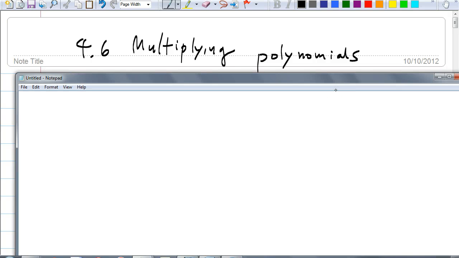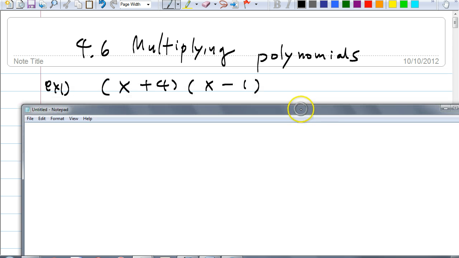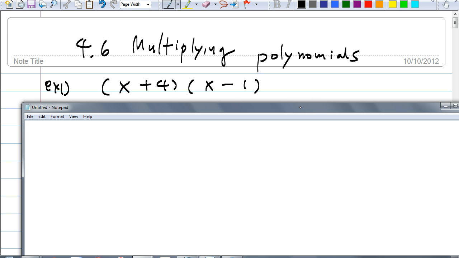Here we go. Today we're going to talk about multiplying polynomials together. This is a bit different than last time, because last time we multiplied a monomial times a polynomial, right? Now, instead of a monomial, guess what we're going to have? Polynomial times polynomial. Exactly right. For example, here I have a binomial times a binomial: x plus 4 times x minus 1 is what we have.